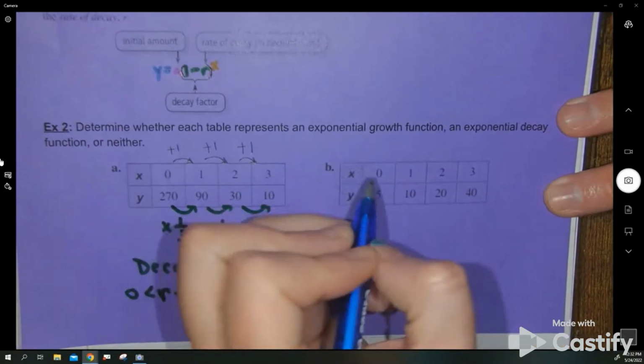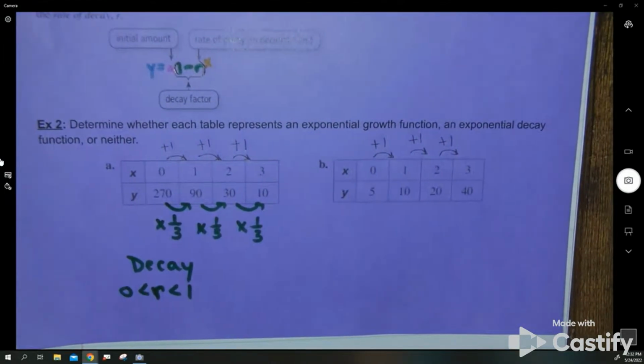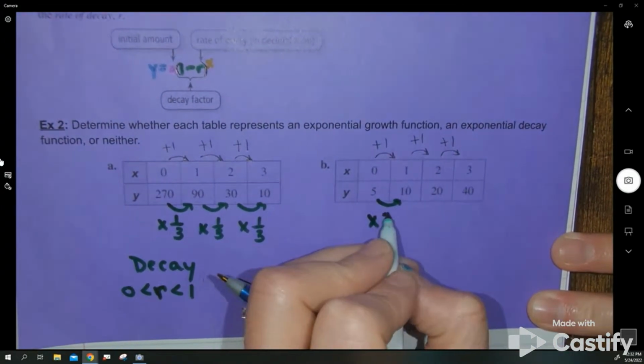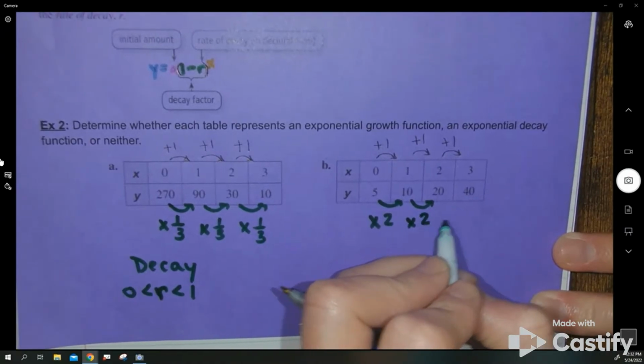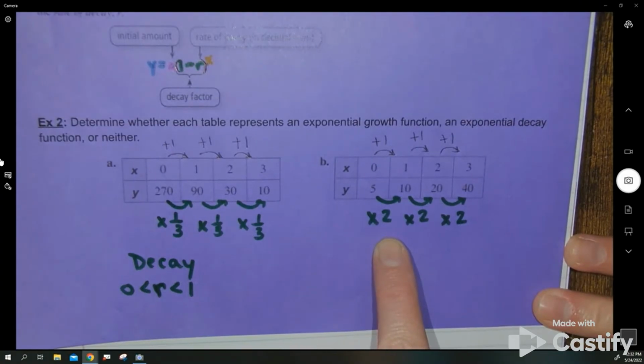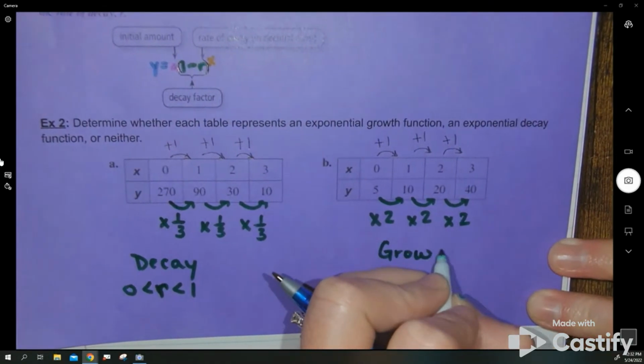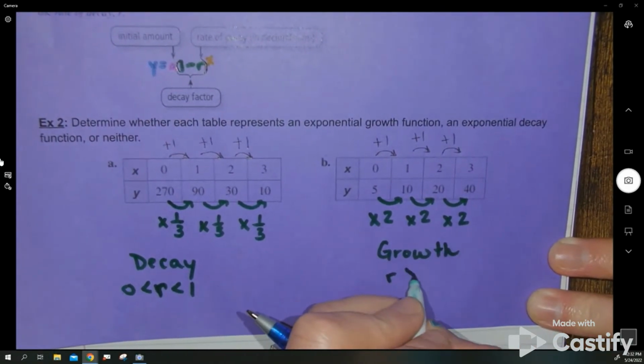Now we're going to look at our next table. On the top, we are increasing plus 1 each time. Now on the bottom here, from 5 to 10, I'm multiplying by 2. From 10 to 20, I'm multiplying by 2. From 20 to 40, I'm multiplying by 2. So this is a rate that is greater than 1. Because it's greater than 1, we have an exponential growth circumstance. So our rate is greater than 1.